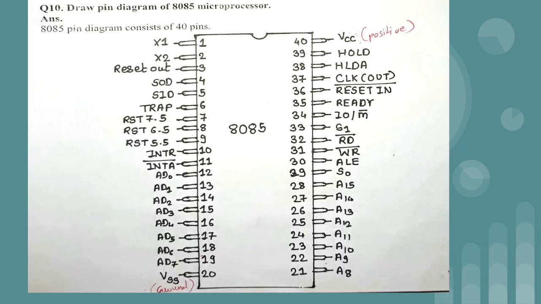Then we have different types of interrupts. As we have learned, one function performed by the microprocessor is to give the appropriate response to externally generated interrupts. So these are some pins which are used for interrupt signaling purposes. The first pin related to interrupt is TRAP. Then we have RST 7.5, RST 6.5, RST 5.5. After that INTR, which is again related to interrupt.